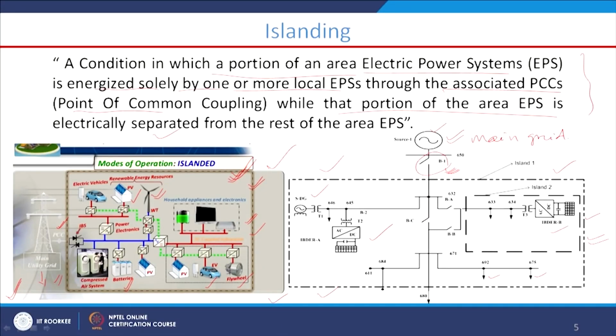Let us say due to some fault at the grid side, the circuit breaker B1 is going to be opened, otherwise this fault current will penetrate the microgrid system and damage the other equipment present inside the microgrid. That is why we have to disconnect the faulty section, basically the main grid system, from the microgrid. This operation is known as the islanded mode of operation of the microgrid system, and this situation is known as islanding.